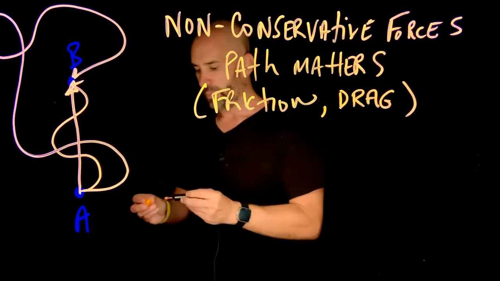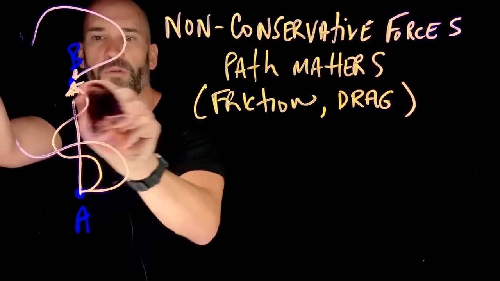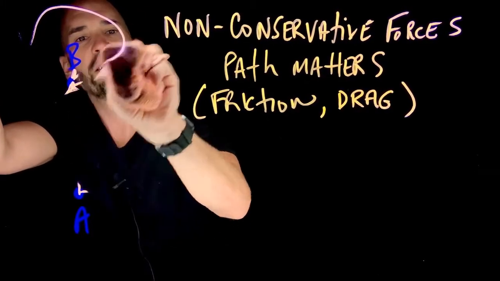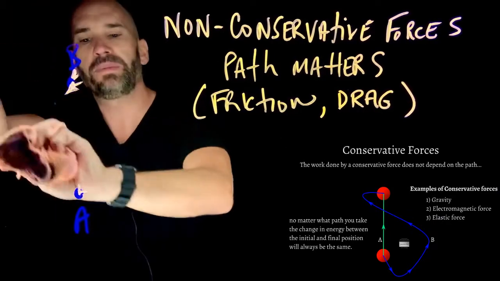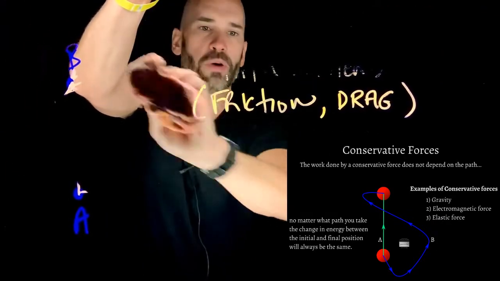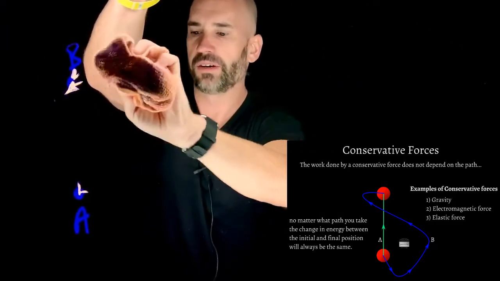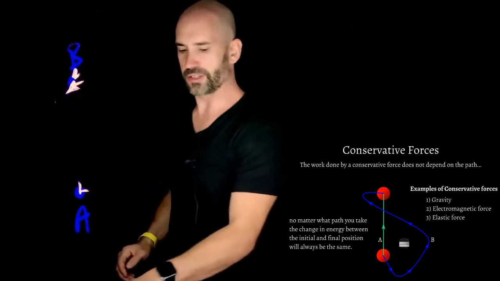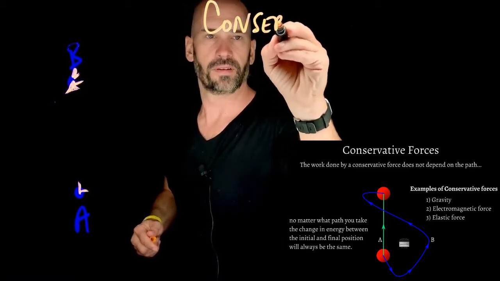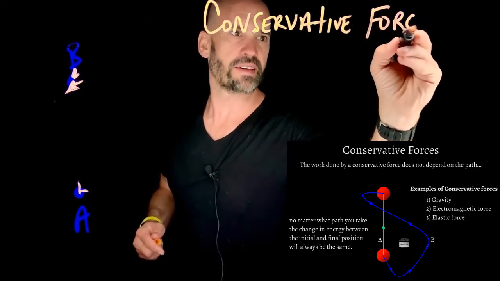All right? But let's look at another type of force. And that force, as you can imagine, is called a conservative force. And these are neater. Their bookkeeping is a little bit nicer, and they're easier to work with, although we can still work with friction and drag, which we'll see later. But these guys are nice. These guys are called the conservative forces. And these guys are path independent.